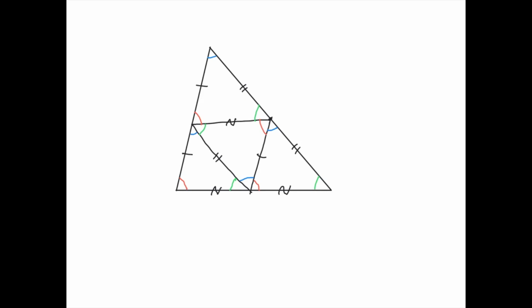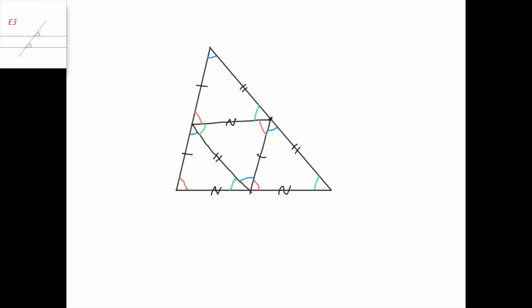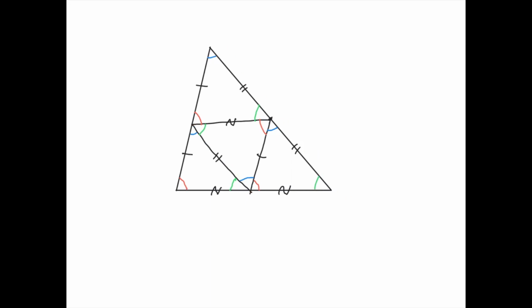And so it turned out that this side is parallel to this side is parallel to this side, and this side is parallel to this side. And also that the length of this segment is half the length of the base of the triangle. This segment here we call the mid-segment of the triangle.